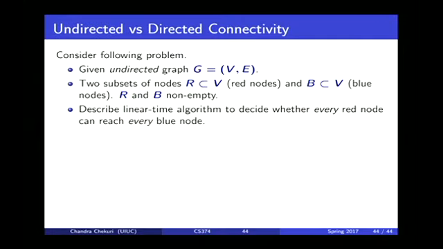Okay, now again, I want to emphasize this directed versus undirected because it will come up. So here is another problem, to test something. I give you an undirected graph, I emphasized it, and two subsets of nodes, red guys and blue guys. They are distinct and non-empty. No, it's a different problem. I want to know whether every red node can reach every blue node.